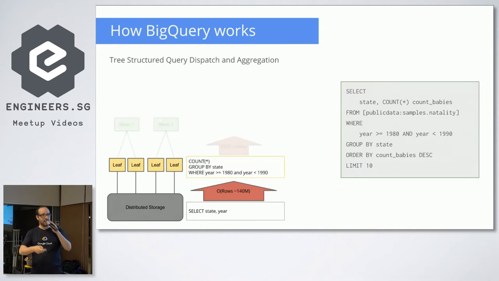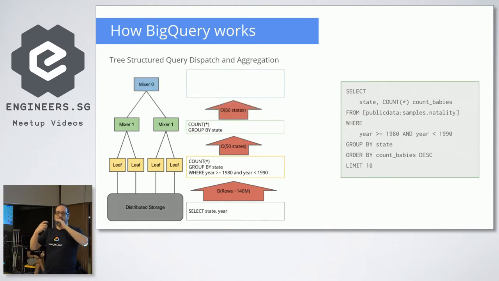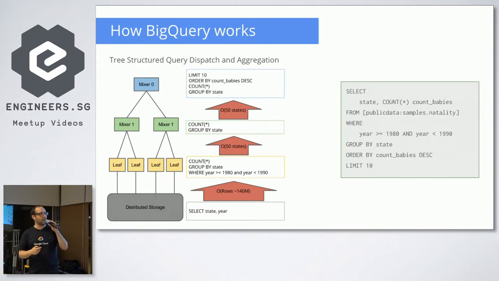They start filtering the data, grouping it, and they send it to more computers further down the road. These computers group the data further, and then we get our mixer zero that outputs the final results. And that's the basic idea. That's the secret behind what we just did.